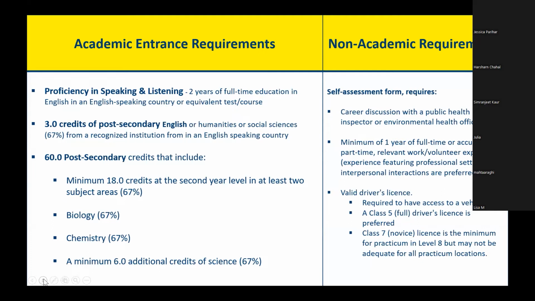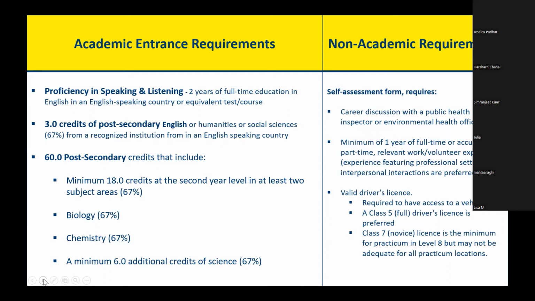So then in our self-assessment form, we ask that you have a discussion with a public health inspector in your area to get a better idea of what the career is actually about. And then a minimum of 1 year of full-time or accumulated part-time relevant work experience. So what we deem relevant is basically, are you interacting with the public? So for instance, if you are working at a job doing customer service, that's great. That teaches you how to deal with people. But if your 1-year job was, let's say, landscaping, then that's probably less relevant because you're working not with the public, but just maybe with a partner or maybe a small team, and then you're out, doing landscaping. So that experience wouldn't be as relevant to what we're looking for.